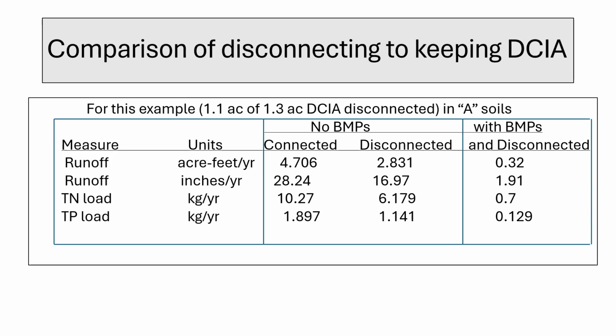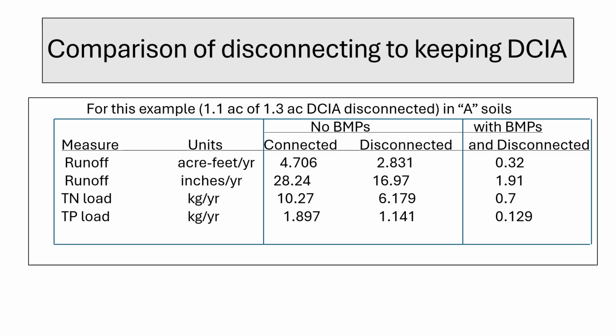Here we're comparing the impact of disconnecting impervious areas versus keeping them connected, and further what happens when a disconnected area also incorporates best management practices. Our example uses 1.1 acres of disconnected impervious area out of a total of 1.3 acres. On A soils, when the DCIA remains fully connected without any BMPs, we observe an annual runoff of about 4.7 acre-feet, which translates to just over 28 inches per year.